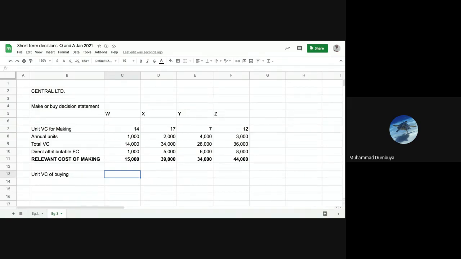12, 21, 21, 10, and 14. Excellent. So now we are going to find the total variable cost of buying. We have our total VC of buying. So what's our total variable cost of buying? Which numbers are we going to multiply?